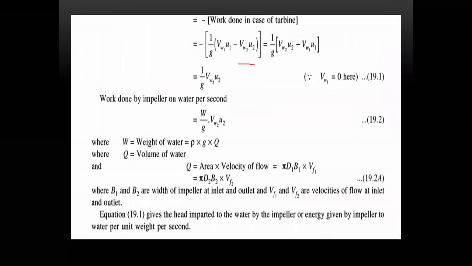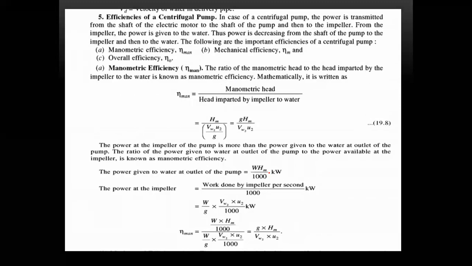After doing all this derivation, check it once. Simple, very simple. Q discharge is equal to area into velocity of flow. Area is pi D1 B1 into Vf1, that is equal to pi D2 B2 into Vf2, for inlet and outlet respectively. Therefore, these are the two equations for the discharge, right?